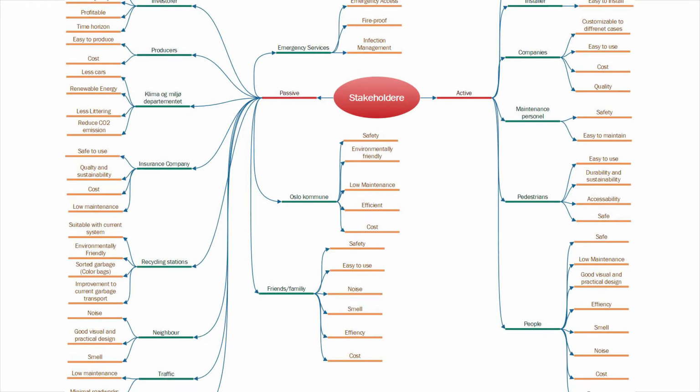Here is a model of our stakeholders and their concerns. We have decided to separate the stakeholders into 2 categories, the active and passive stakeholders. Each one of the stakeholders have their own concerns listed, and we have to have all of these in mind when moving further into the design process.